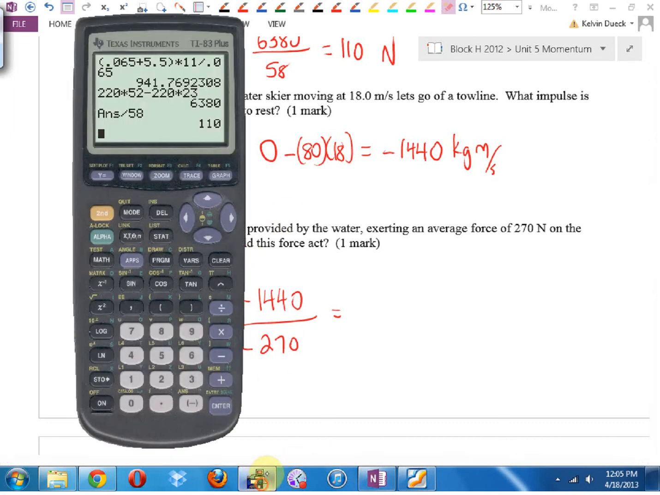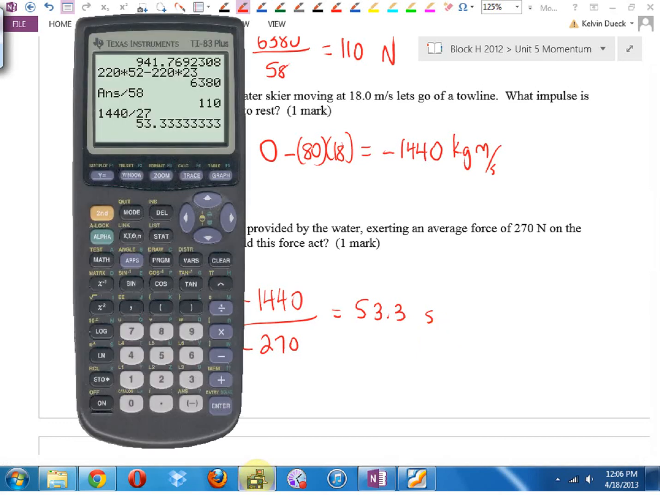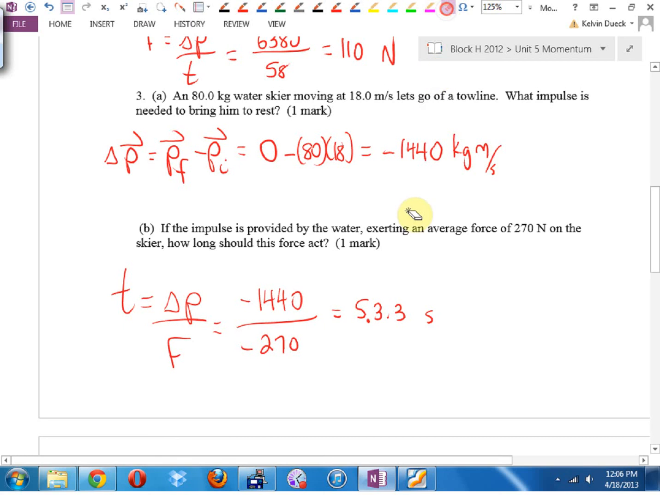So it's going to be this divided by 27, and we get 53.3 seconds. That's not right. 5.3. That seemed way too big. I've seen people scooch when they let go of their tow line. They don't continue going on the water for almost an entire minute. How about 5.33 seconds, and let's nuke that decimal right there. That seems about right. 1, 2, 3, 4, 5.